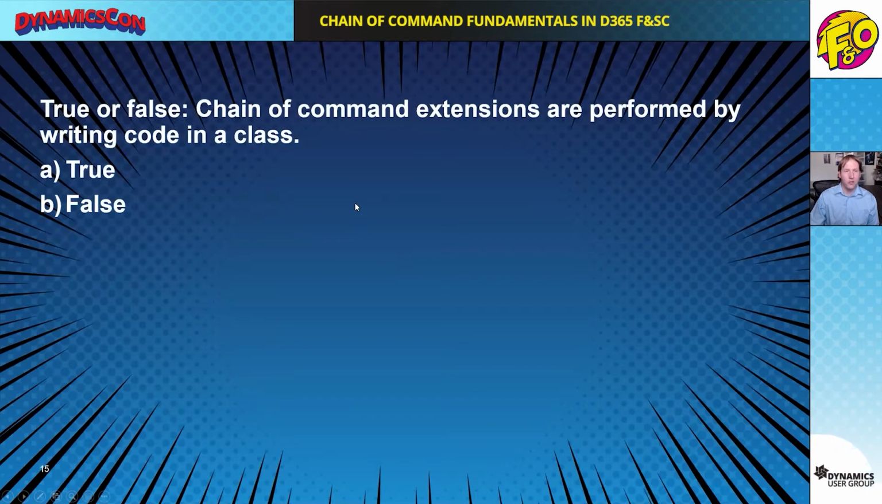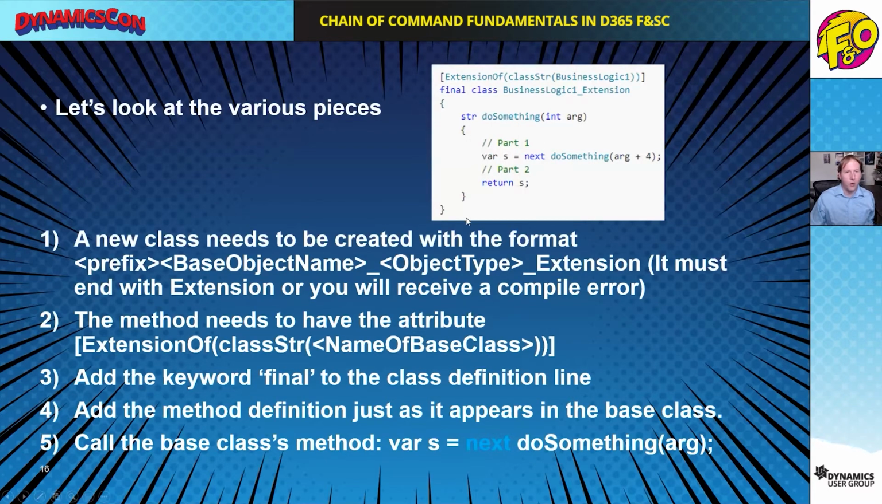All right, true or false? Chain of command extensions are performed by writing code in a class. This is true. So even if you're extending a form or anything else, you always create a new class to extend that code. All right, so here I've kind of broken up the different pieces of our chain of command.